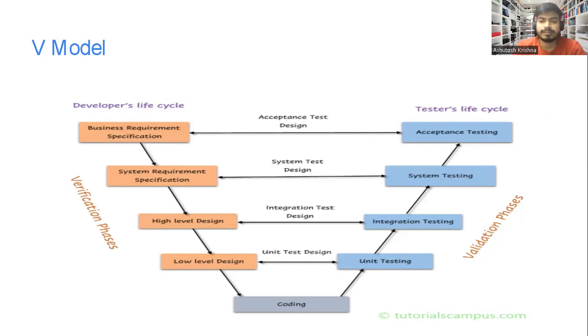After that comes the system testing. System testing is nothing but end-to-end testing of any software or any application. So that is called system testing. And after that is the acceptance testing. As I said previously, this is user acceptance testing, where the tester will check the software product according to the requirement of the client or the customer.